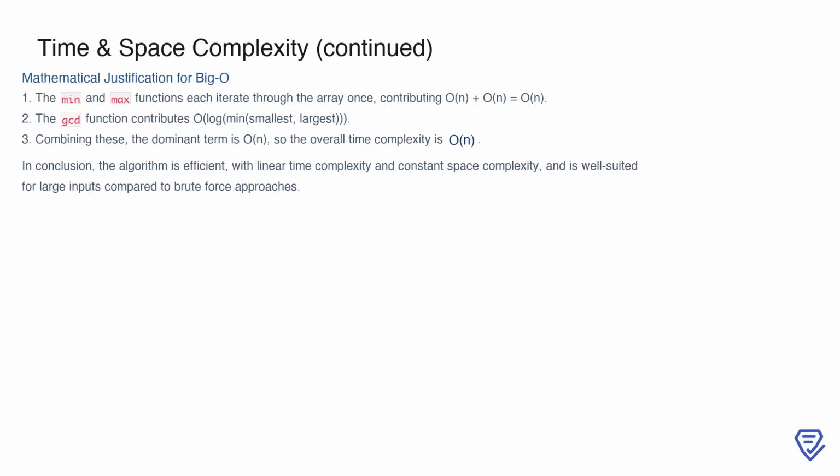The space complexity, on the other hand, remains O(1), as the algorithm only uses a constant amount of extra memory for temporary variables in the GCD computation. In conclusion, this algorithm is both time-efficient and space-efficient, making it a highly effective solution for finding the greatest common divisor of an array, especially when compared to brute force methods.